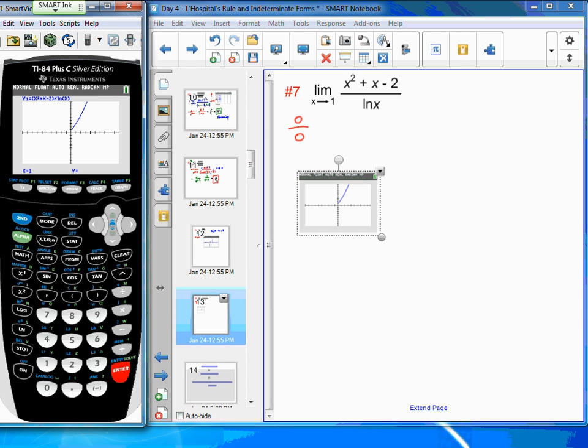So what else could we do to get a better estimate? Are you seeing what I'm saying? Yeah? So what can we do to get a better estimate? Go to the table. Let's go to our table and choose values like 0.9, 0.99.